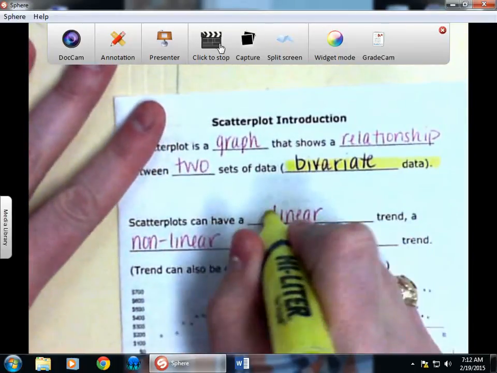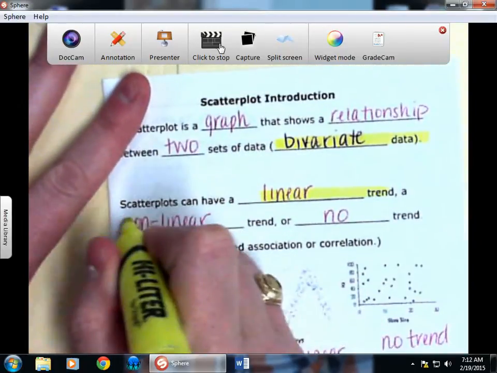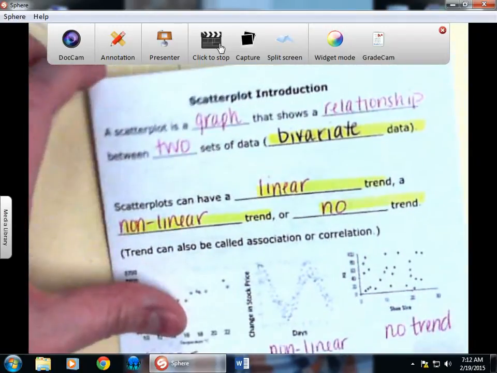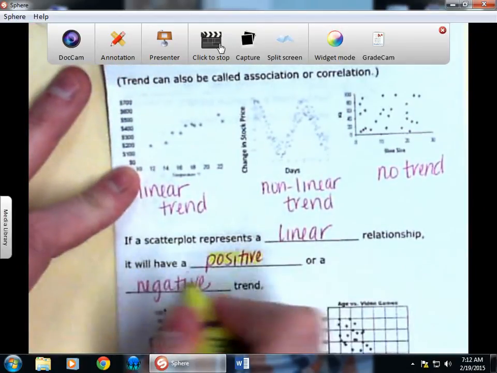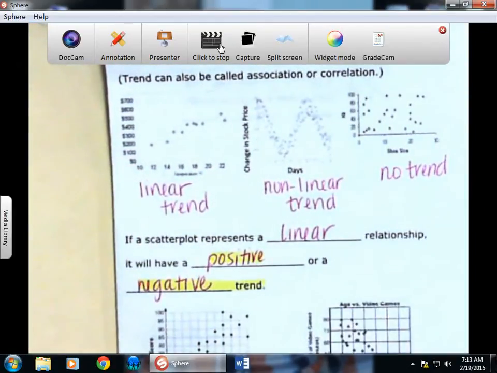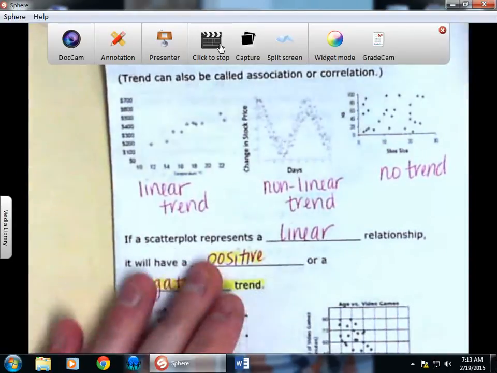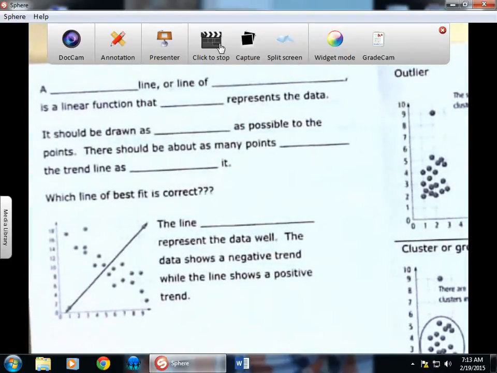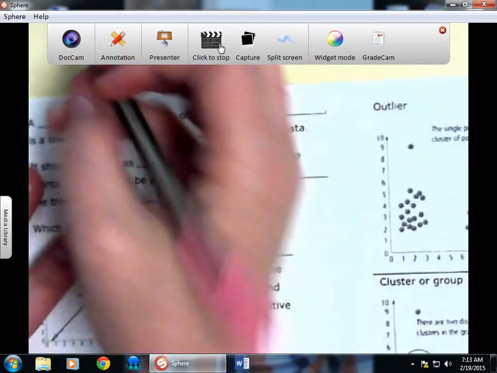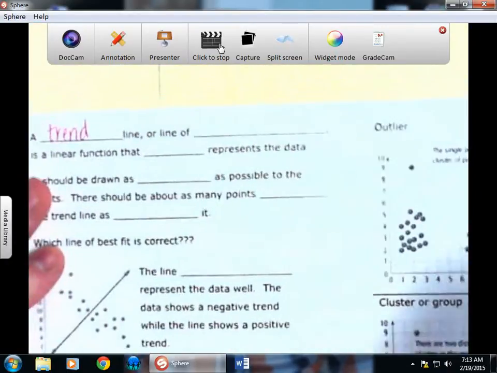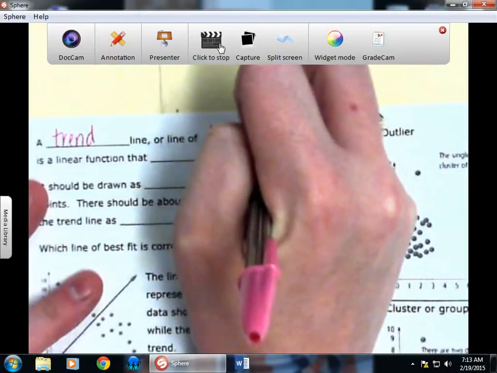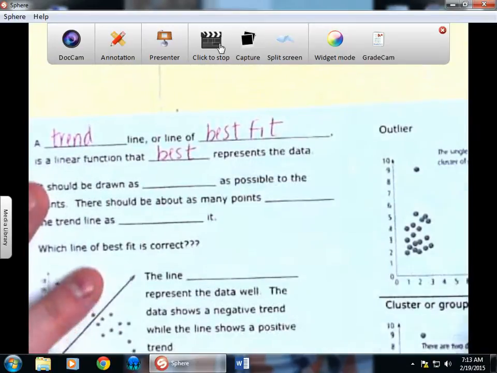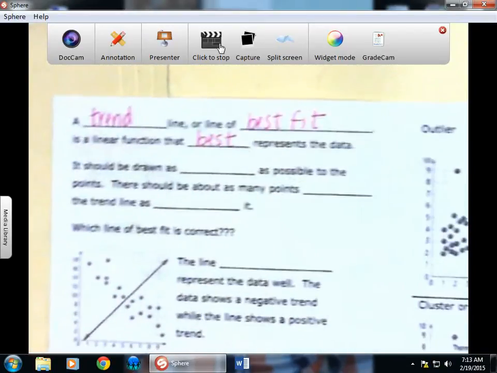On the inside, we get into a few more details. So it says a trend line or a line of best fit is a linear function that best represents the data. So this is going to be where we draw a line through the data to kind of show what's happening. I want you to highlight trend line and line of best fit. Your trend line should be drawn as close as possible to the points. There should be about as many points above the trend line as below it. So highlight that line right there.